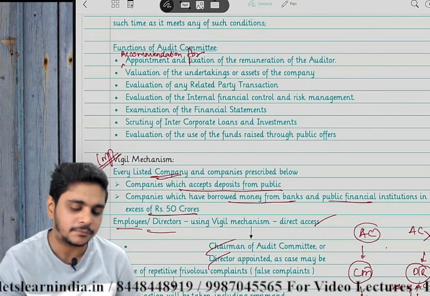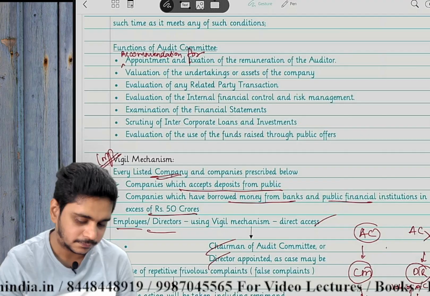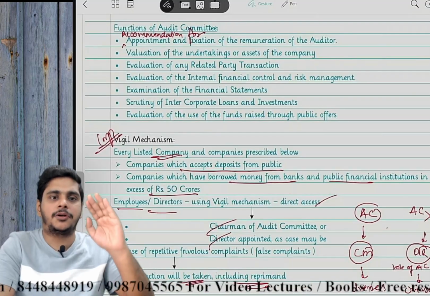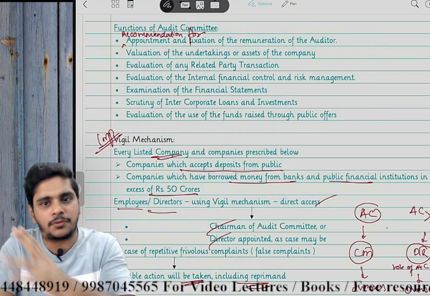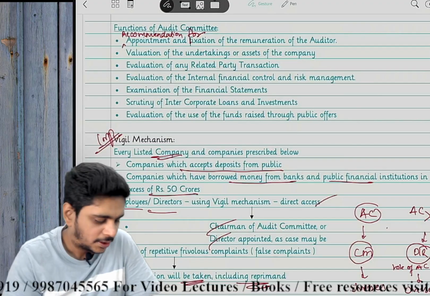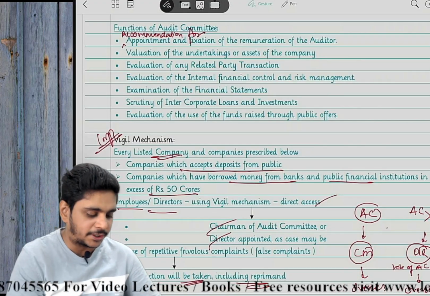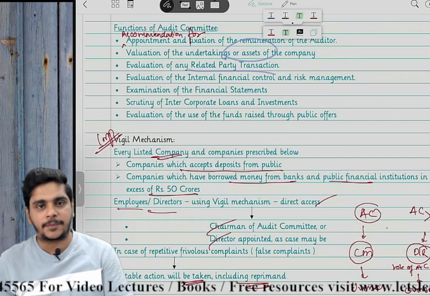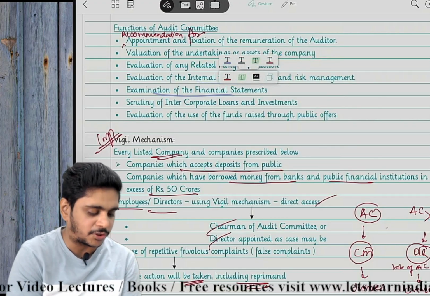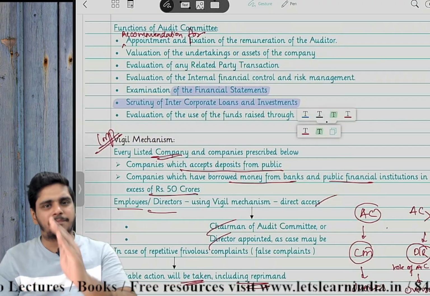Functions of audit committee. Now, what are the functions? I told you they are not new people, they are not outsiders, they are only from the committee of directors. So what is their job? Recommendation for appointment and fixation of remuneration of the auditors. Then valuation of undertaking or assets of the company, evaluation of any related party transaction, evaluation of internal financial controls and risk management, examination of the financial statements, scrutiny of intercorporate loans, evaluation of the use of funds raised through public offer. So whatever the powers of board of directors, same powers of the audit committee.